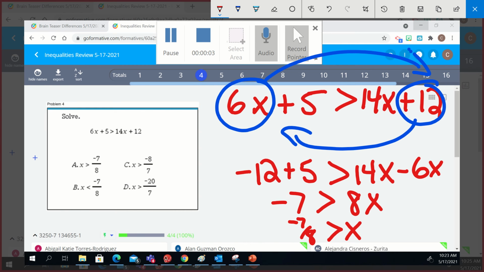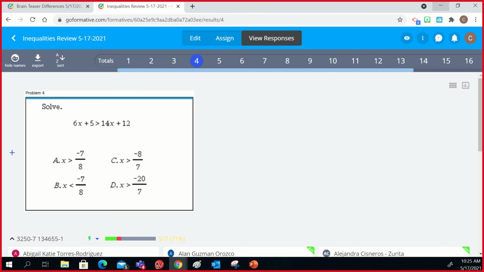So I need it facing away from x. Now what ends up happening, and this is what I don't like when people do it, is they do all the work right, but then in the answer choices, they get it facing the wrong direction. This is why we graph it.